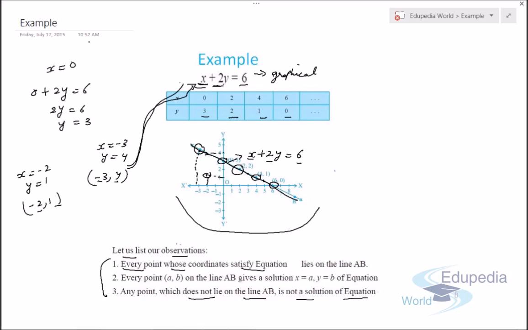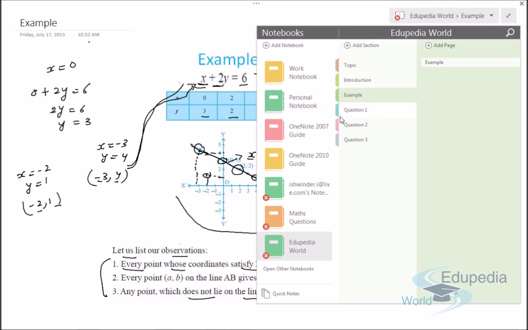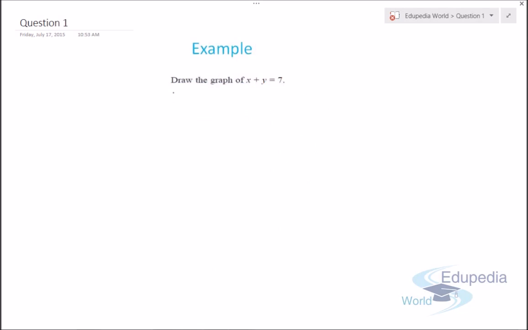So these are some of the common observations when we use graphical representation to solve linear equations in two variables. Now we'll solve some questions to discuss more about graphical representation, which are very important from the exam point of view. So watch these questions very carefully. The first is we have to draw the graph of x plus y equals 7. Now again we follow the same steps.